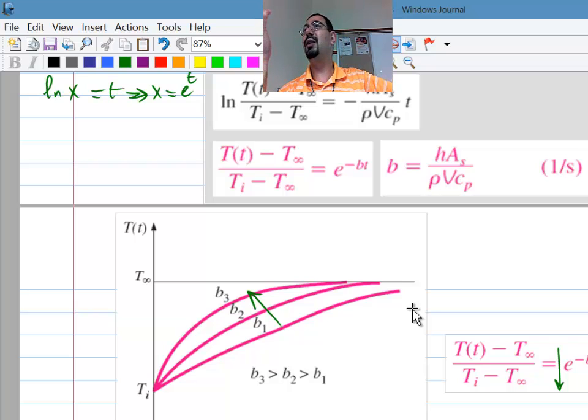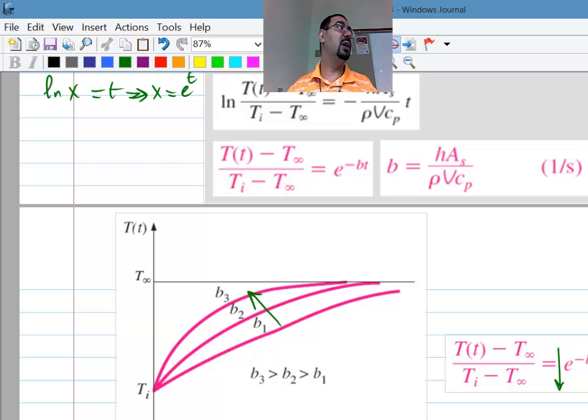So why does it take 45 minutes? HA over rho VCP. So if rho VCP is really big, that is the storage. It's the mass times the Cp. It's the joule per kilogram multiplied by kilogram. So if the kilogram is really big, or the Cp is really big, you keep throwing joules on it, and the temperature doesn't want to go up, because there is a lot of storage where it can dump the joules in, and the temperature will not show up.